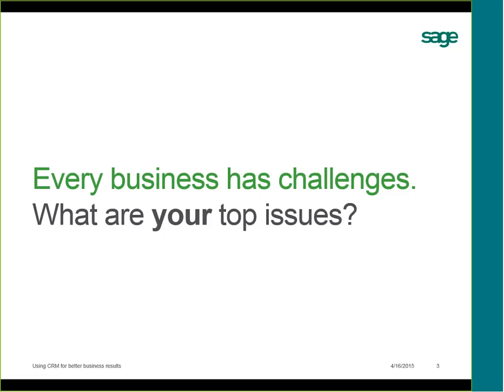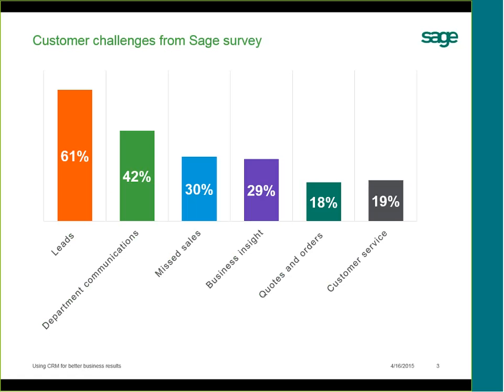So the first question is, what are some of your top issues within your organization? Sitting there, what are you thinking? What can I achieve? How can I grow my business from, for example, a $1 million to a $5 million business? And that's what SageCRM is here to do for you today, or CRM in general.